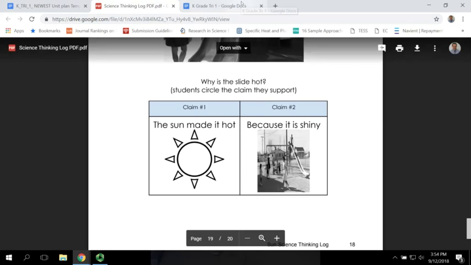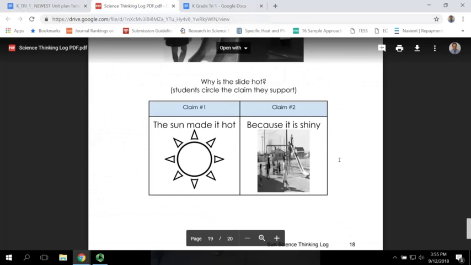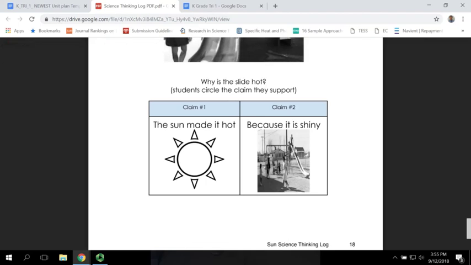Actually the goal of this lesson is to ask students to have claims that have evidence. And a lot of the evidence is going to be observations and their experiences. You're going to want to go over those negotiation rules that we have. So, saying, I agree with this person or I disagree with this person. You can have rules like, we're debating ideas, not people. Claims have to have evidence. So, a claim like, well, I just think it's hot because it's shiny. And it's like, well, what's your evidence behind that?